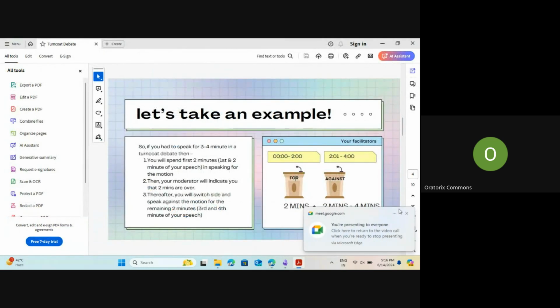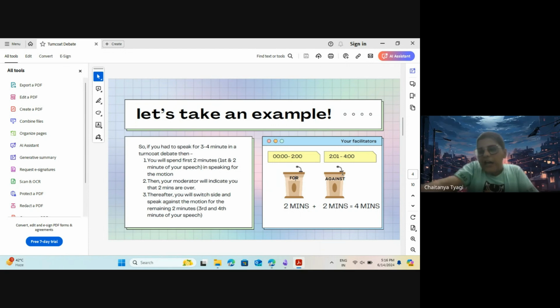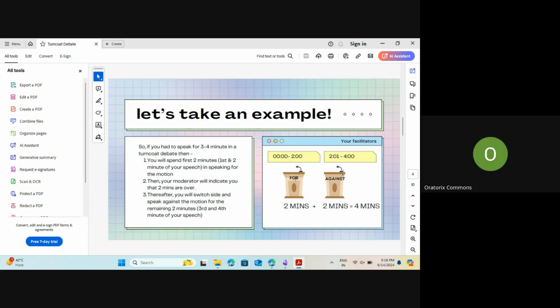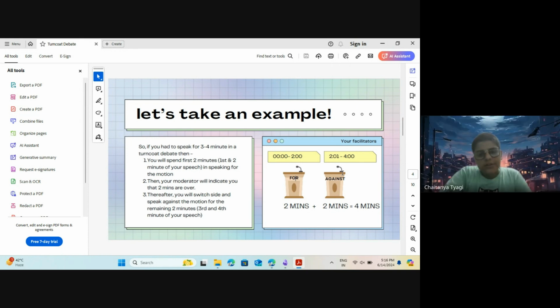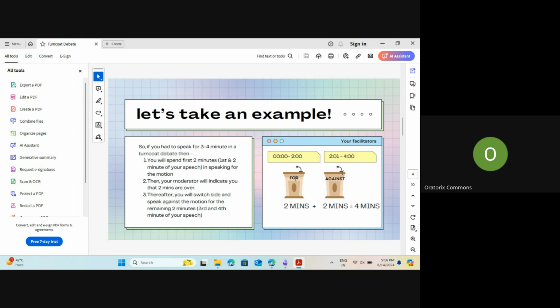Okay, Chetan, can we not speak the whole time for the motion? Can you only be for the motion? Is that what you're saying? Yes, sir. No, you cannot, because that is not a turn code debate. In a turn code debate, you switch your sides. You first were for the motion, then you become against the motion.